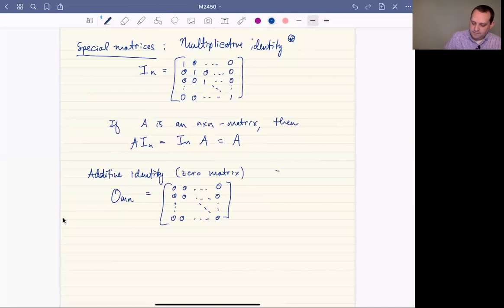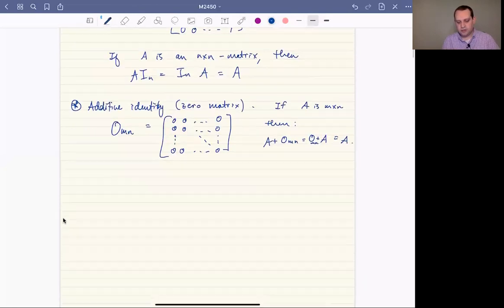If A is an m by n matrix, then it turns out that A plus 0 is the same as 0 plus A, which is A. I forgot the subscript. Sometimes we don't use the subscript, so sometimes I might not put it in. But this is the additive identity because this is the matrix that if you add it to any other matrix, you get what you started with. This plays the role that 0 plays in the real numbers. Okay, so that's the multiplicative identity and the additive identity.